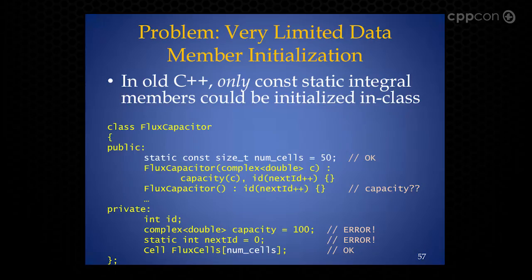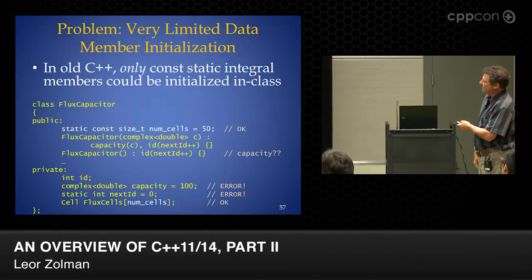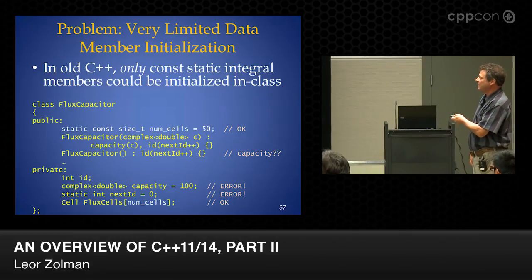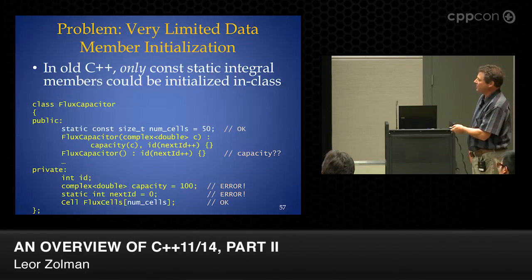All right. In old C++, the only type of data member that was allowed to be initialized in the class is a static const integral type of some type. So ints, shorts, bools, those could be initialized in the class. The most common use case is when that value is going to be used as a dimension for an array. It's convenient to just stick the number here so you can refer to it down in the definition of the array, right? So static const integral size_t, number of cells. And then we can use it to dimension an array.